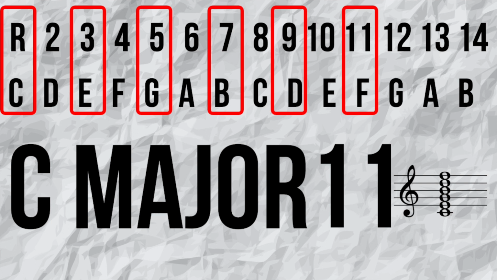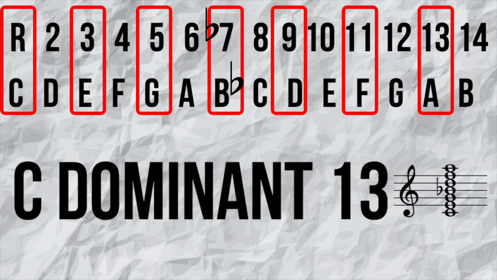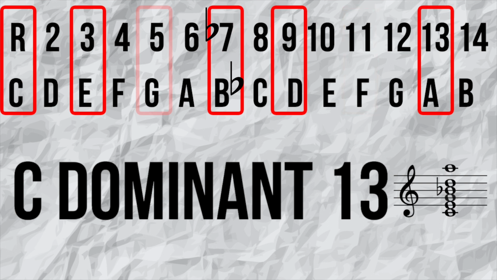We can actually do this one more time. That's root, 3rd, 5th, 7th, 9th, 11th and 13th. This is the major 13th chord. If we lower the 7th by a semitone, we have the dominant 13th chord. Theoretically, this is how you arrive at a dominant 13th chord. But in practice, it doesn't sound that great. Have a listen. So we'd usually get rid of the 11th and the 5th.